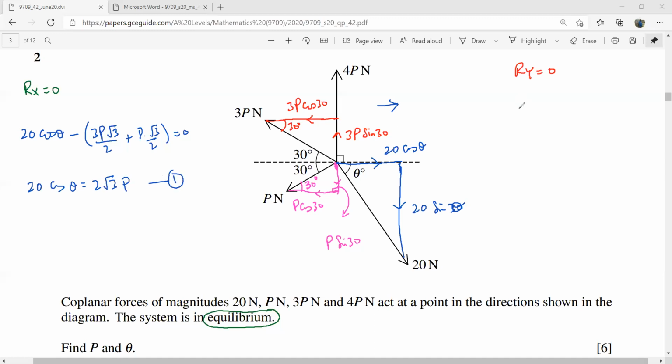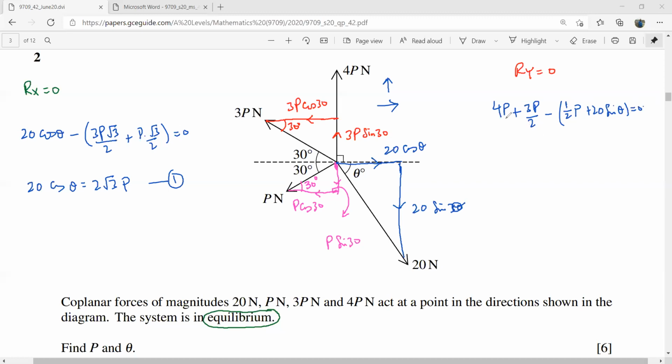Okay, from here I'll be keeping upward as my basic direction. So I have 4p, then I have 3p sine 30. You know that sine 30 is half, so this is 3p by 2. And then minus the downward forces. I have this p sine 30, so that is half p. And then I have this 20 sine theta, and that is equal to 0.